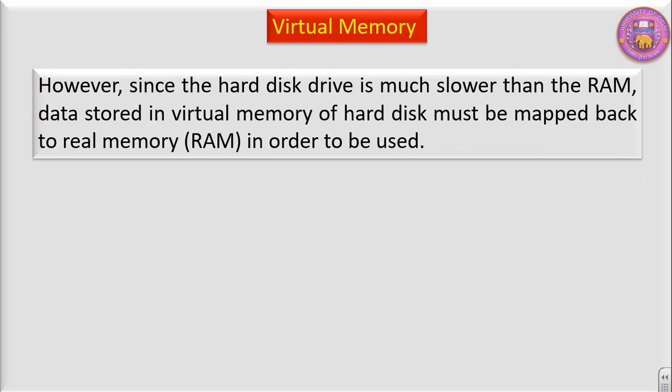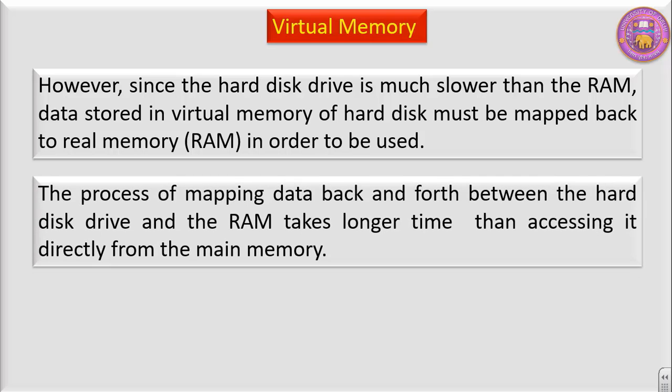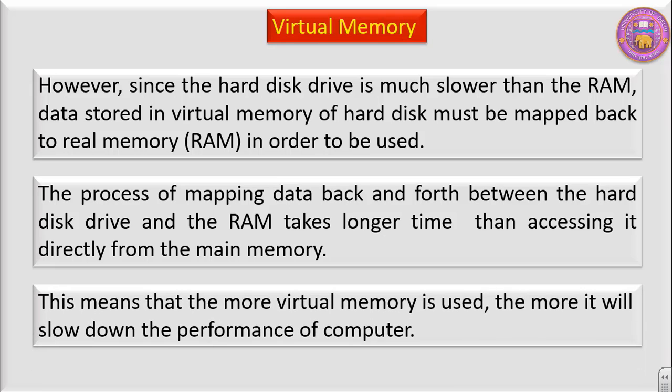However, since the hard disk drive is much slower than the RAM, the data stored in virtual memory of the hard disk must be mapped back to real memory, that is RAM, in order to be used. The process of mapping data back and forth between the hard disk drive and the RAM takes longer time than accessing it directly from the main memory. This means the more the virtual memory is used, the more it will slow down the performance of the computer.